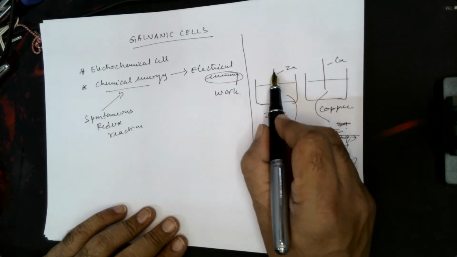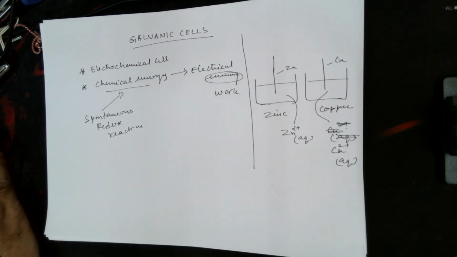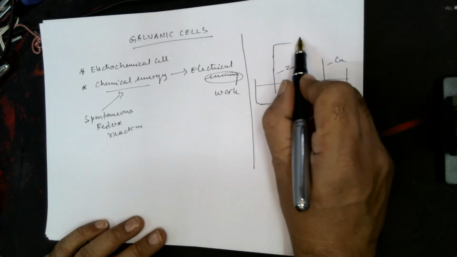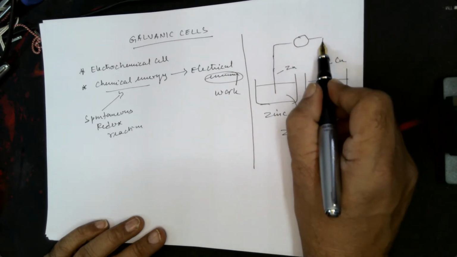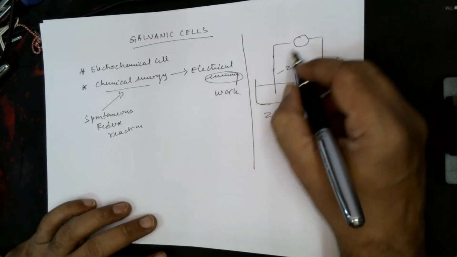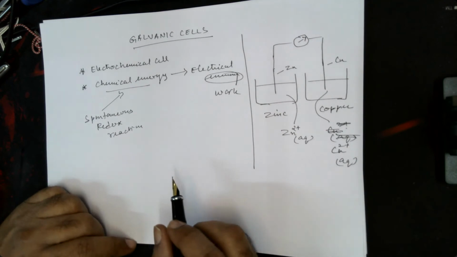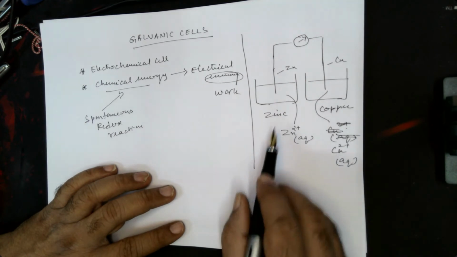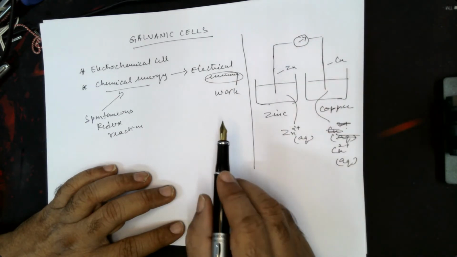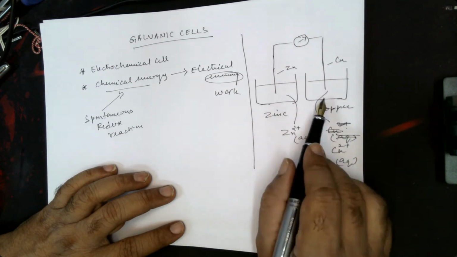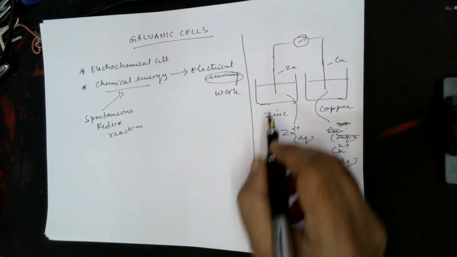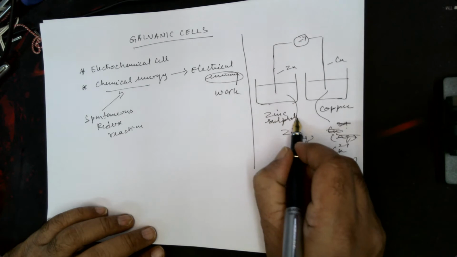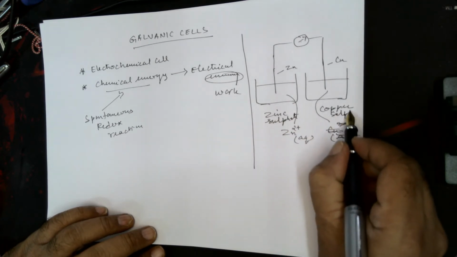And these two are connected through a galvanometer, so that current passing through this can be measured or monitored. So the electrical energy is obtained here by dipping these two electrodes in the respective electrolyte. That is, this may be zinc sulfate solution. This is copper sulfate solution.